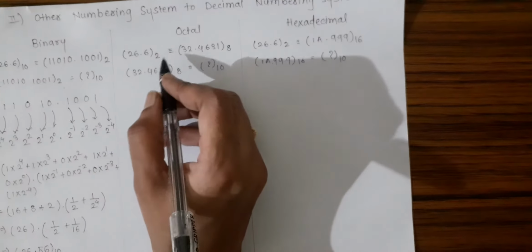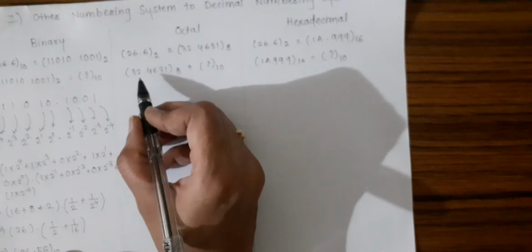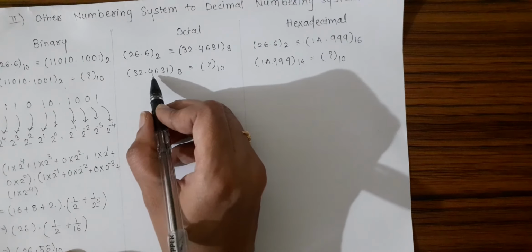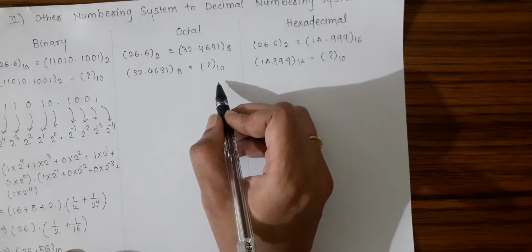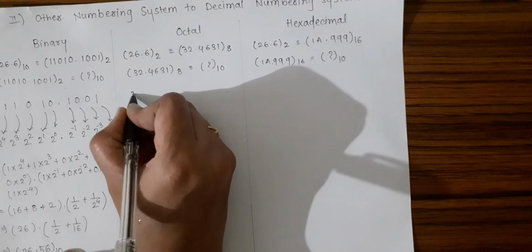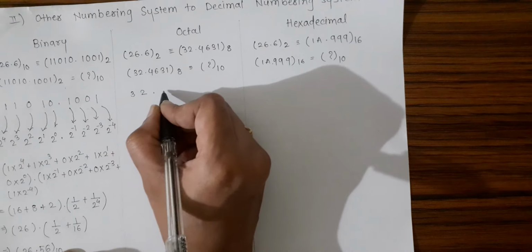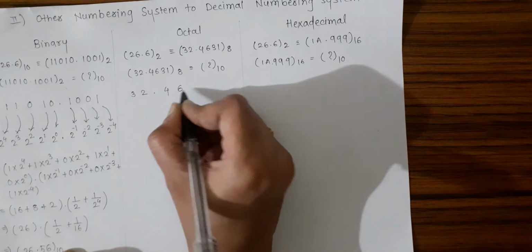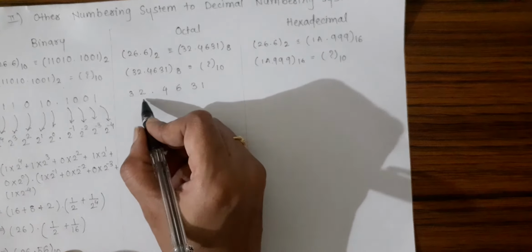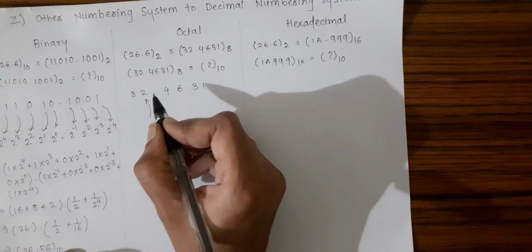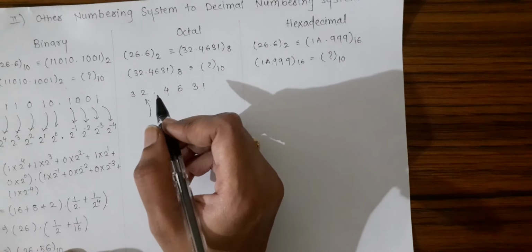Then coming back to the octal numbering system, the given octal number is 32.4631 and we have to find its equivalent decimal. So we will write this as 32.4631. Then find out the weightages which are assigned to the position where these digits are placed.